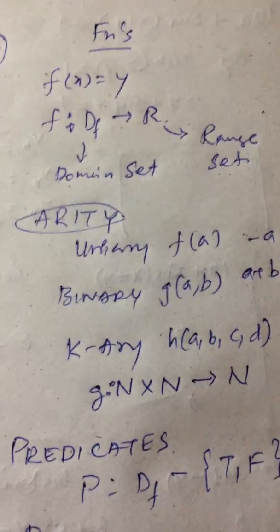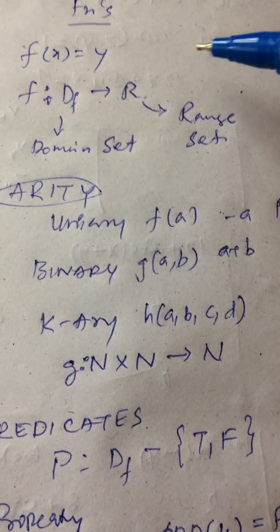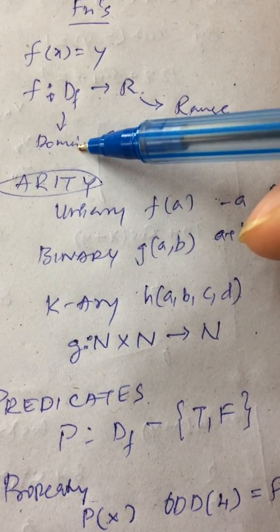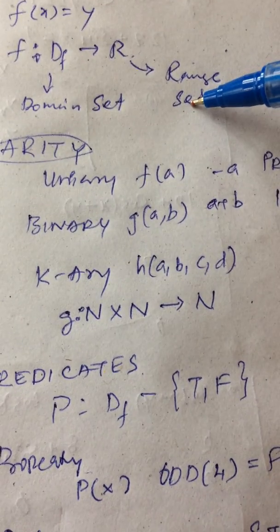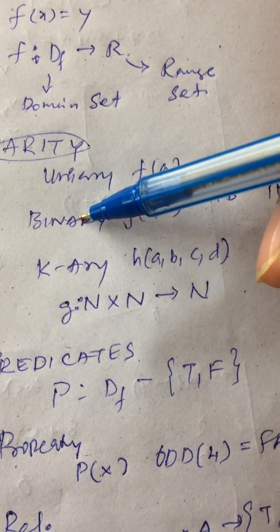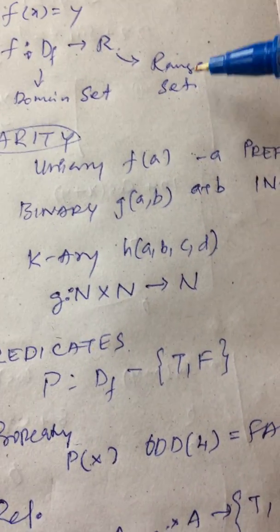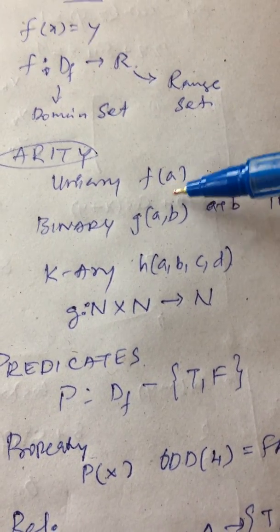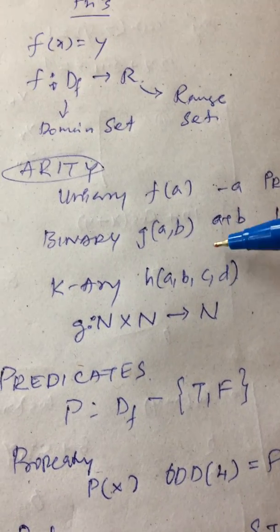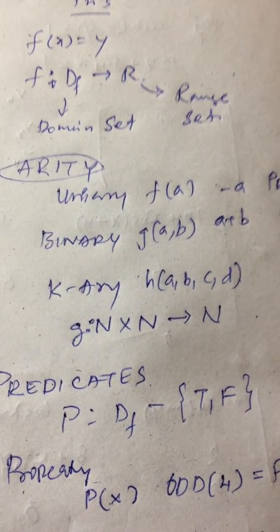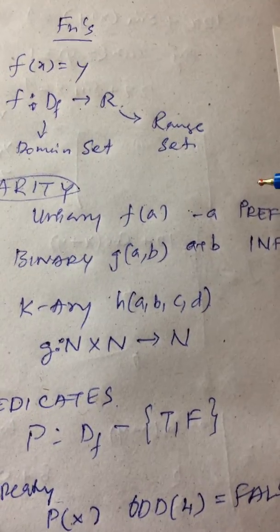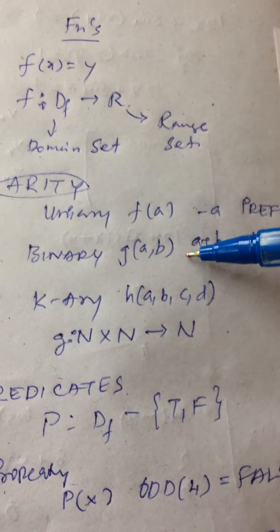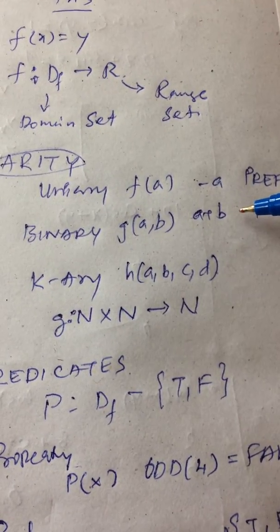Next we have the functions. It may be a single variable function, where f maps D to R, where D is the domain set and R is the range set. There are unary functions, binary functions, k-ary functions, there may be many. In a unary function we denote it by f of a, in binary g of a, b, in k-ary h of a, b, c, d, and so on. So the prefix notation of the function f of a is minus a, and the infix notation of the function g of a, b is a plus b.